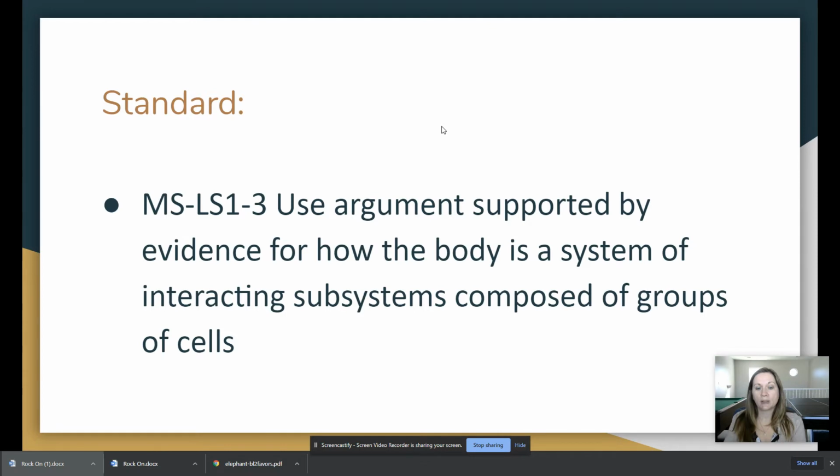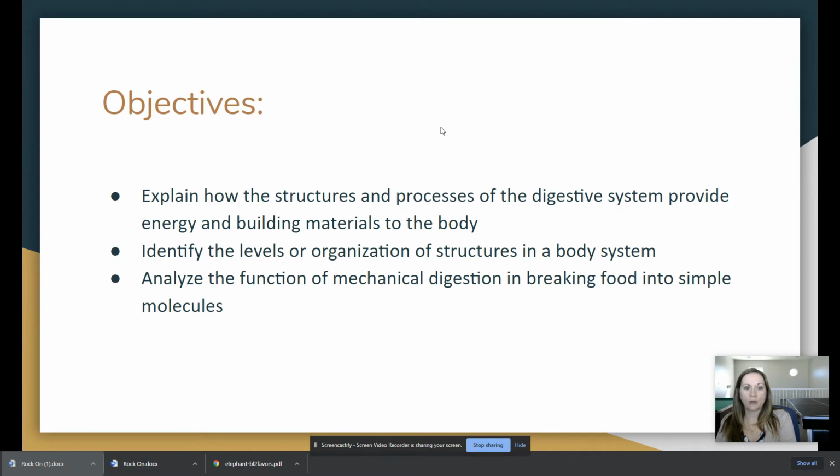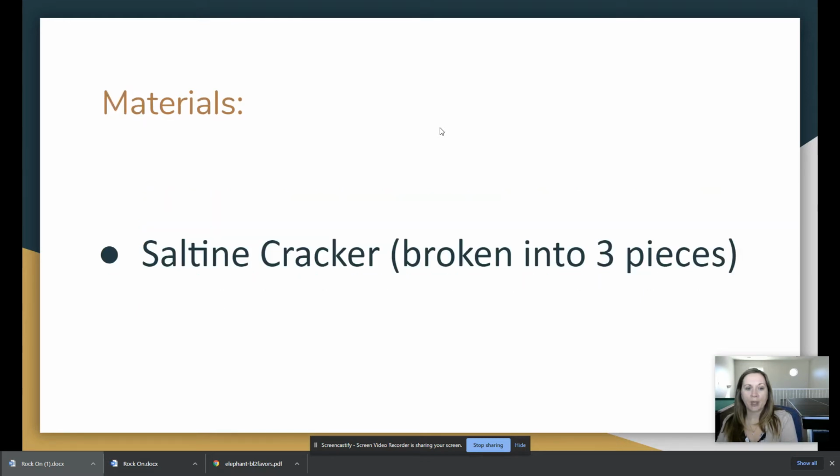So today we are still working on the standard to use argument supported by evidence for how the body is a system of interacting subsystems composed of groups of cells. Today, we're going to explain how the structures and processes of the digestive system provide energy and building materials to the body. So you need your saltine crackers.